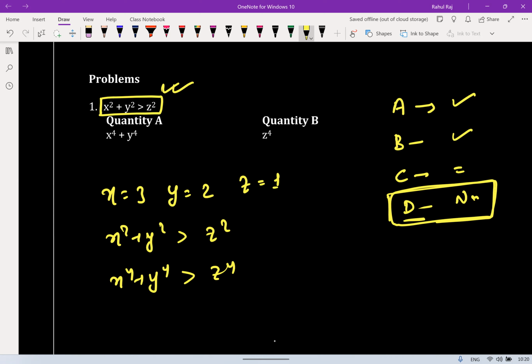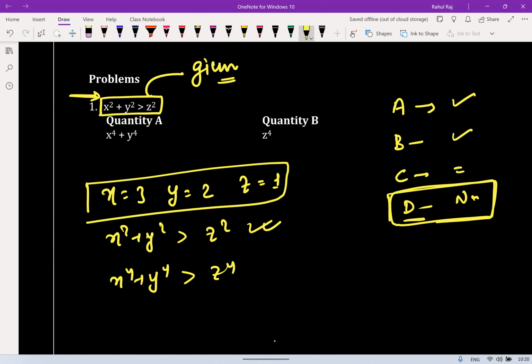So, just recapping the question, you want a quantity where z to the power of 4 is less, or z square is less than x square plus y square? No, please understand, this is given to you in the question. So you should not challenge this at all. Whatever number you take, this condition should 100% suffice. This is something we can't challenge because it's given in the question. Now you have taken a number where the condition suffices, and the same number ensures that quantity A is greater than quantity B.